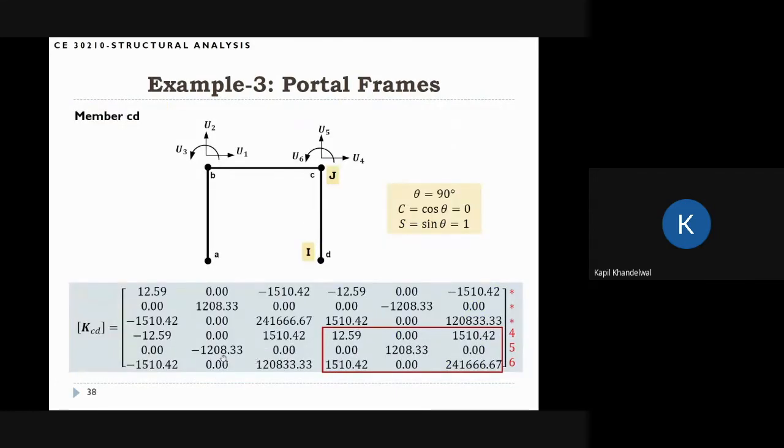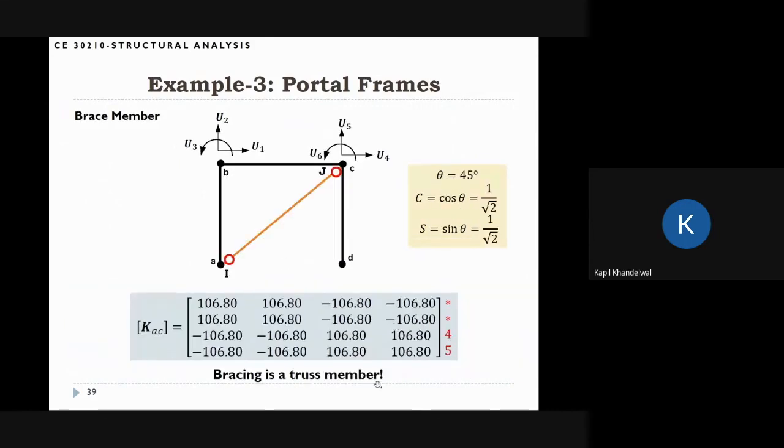And finally, with this information, if there is a truss member, we also want to calculate the stiffness coefficients of that truss or bracing member. So this is the calculation for member AC, the bracing member, and these are the coefficients. Here I'm considering this as I node, this as J node. So theta is 45 degrees, C and S are both 1/√2. And these are those EA by L times C square, S square, and so on. This is the truss element stiffness matrix.